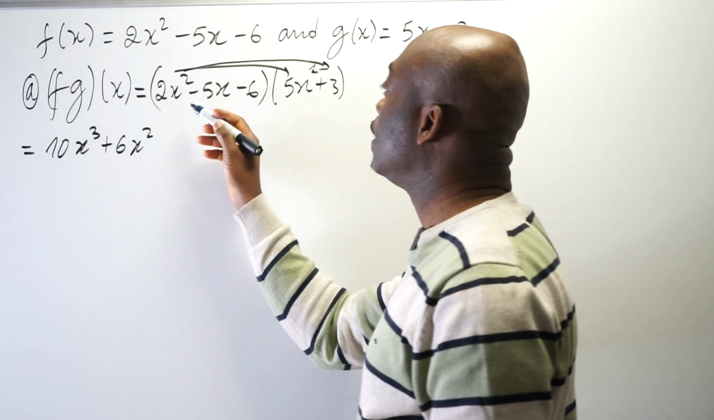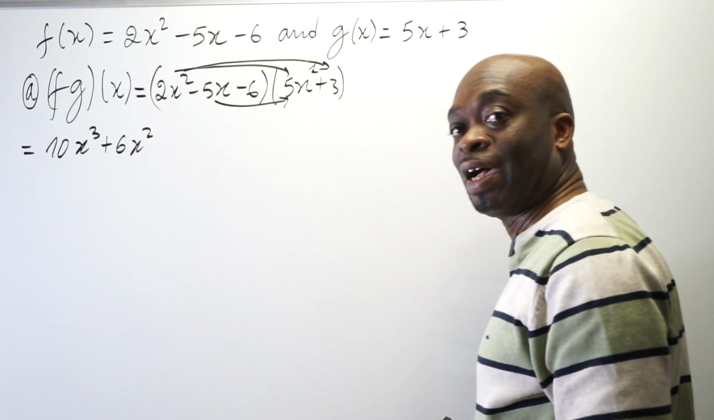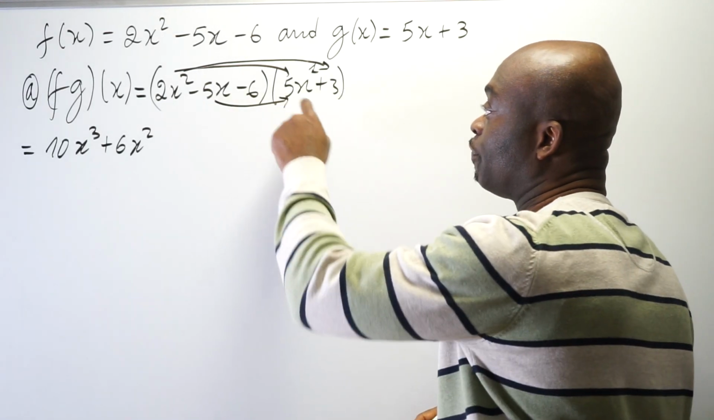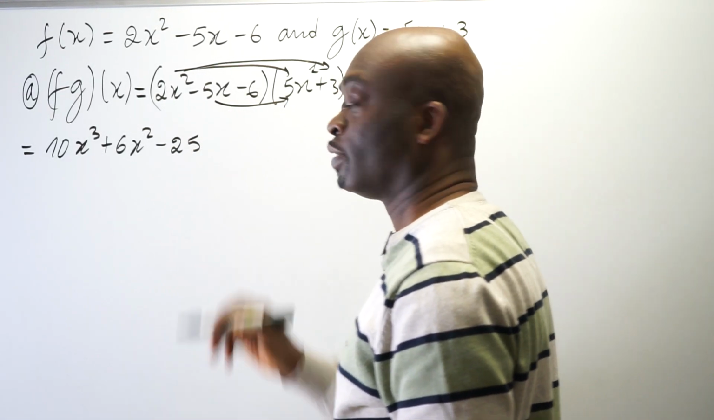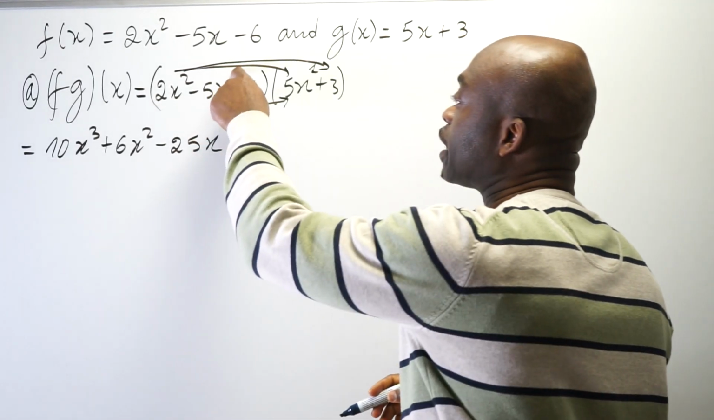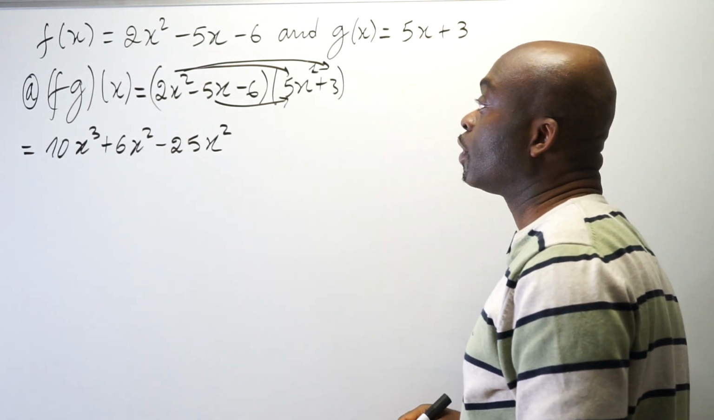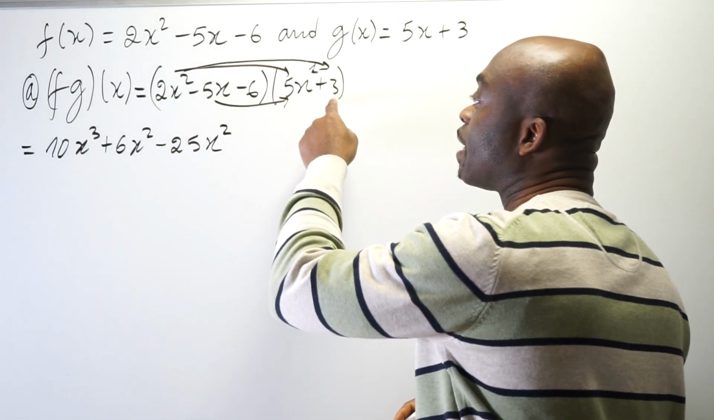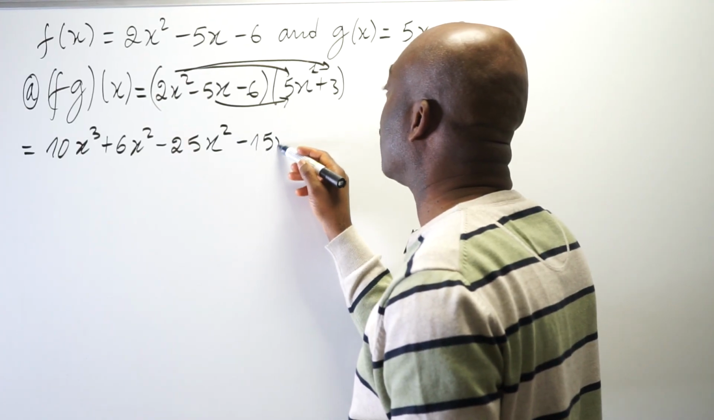All right? Then we go negative 5x times 5x. That is negative 5 times positive 5 is going to give us what? Negative 25. And then that is x, then because it's x power 1, that will give us x to the second power. Okay? Then negative 5x times 3 is going to give us negative 15x.